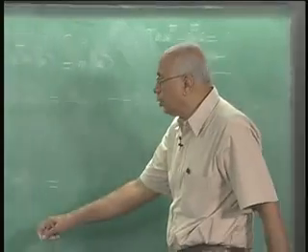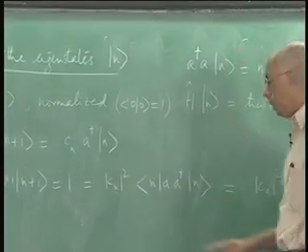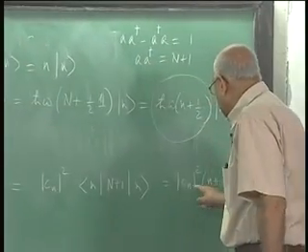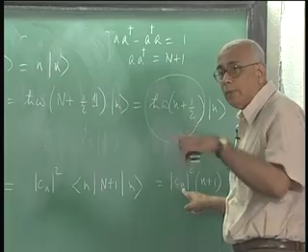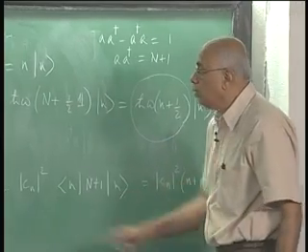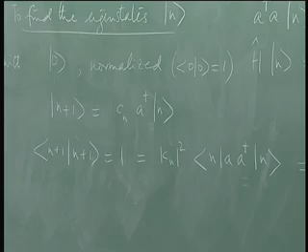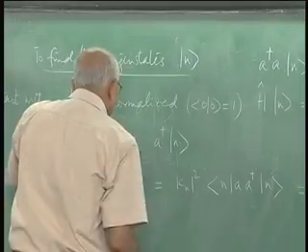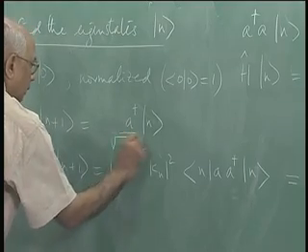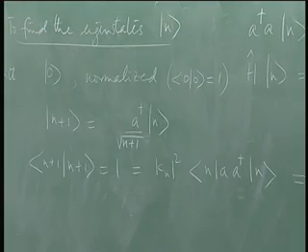And if I insist that should be equal to 1, then it immediately tells you that Cn, apart from a phase factor, is 1 over square root n plus 1. That guarantees that all my eigenstates of the number operator are normalized. I start by saying I have a set of normalized eigenstates, and now I am asking how do you go from one eigenstate to another?